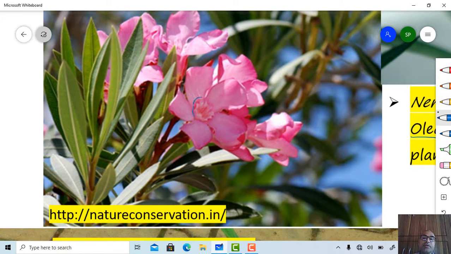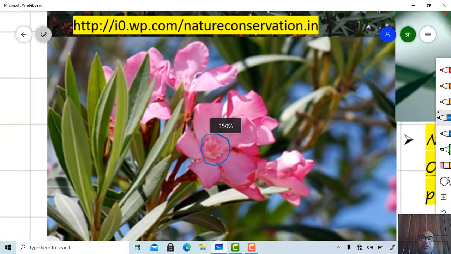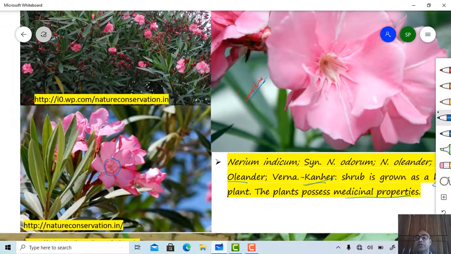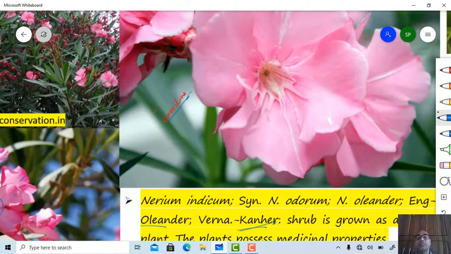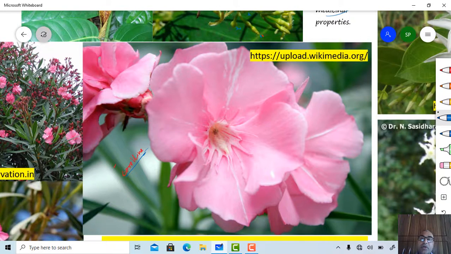Just observe here. Here the corona is present, so the gamopetalous condition is present, and this one is an enlarged view of a flower. So these are the petals. This one is the petal. You might observe this region here.